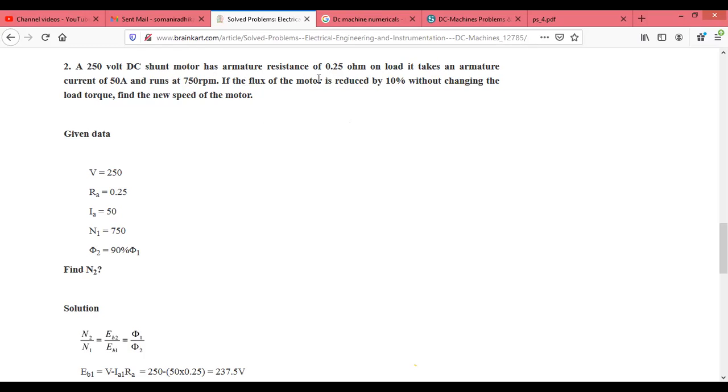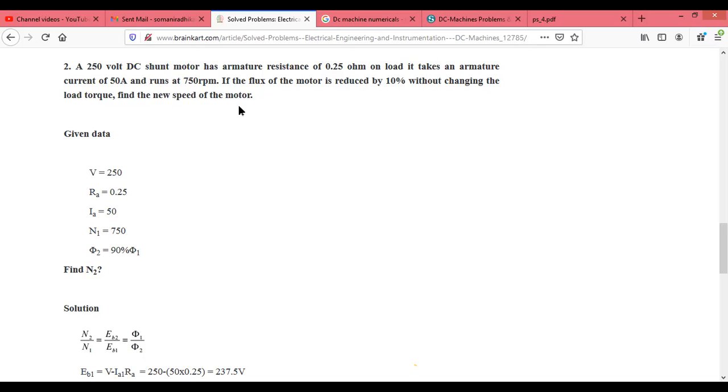Now what they have given: if the flux is reduced, again you will get phi 2. How will it reduce? By 10%. 10% means 10 out of 100 is reduced, so it will be 90% value of phi 1. You can take phi 2 equal to 0.9 phi 1, or 90 upon 100, or 90% of phi 1. Without changing the load torque, means TL will not change, find the new speed. You are supposed to find the value for N2. They have given N1.